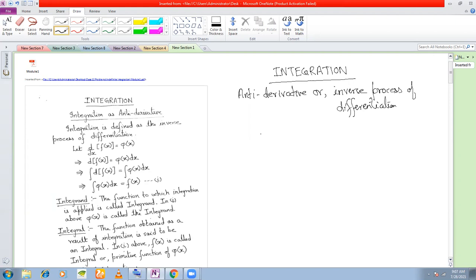Now, what do you mean by inverse process of differentiation? For example, let us say I differentiate x cube. What do I get? I get 3x square, isn't it? So the inverse process of this will be that if I integrate 3x square with respect to x, dx, I must get x cube. That is, if I integrate this, I must get this.